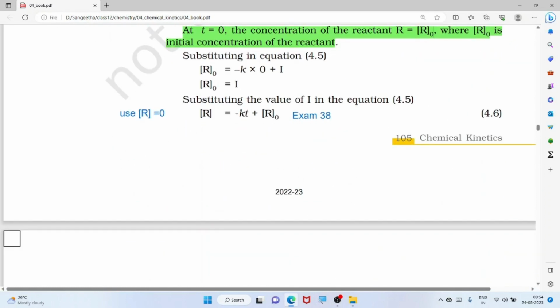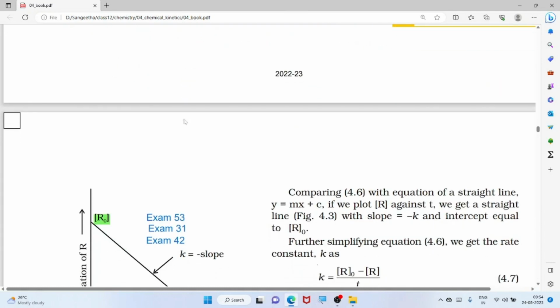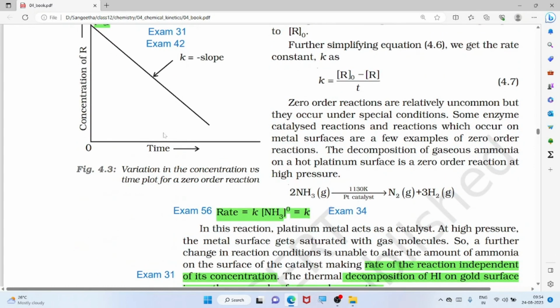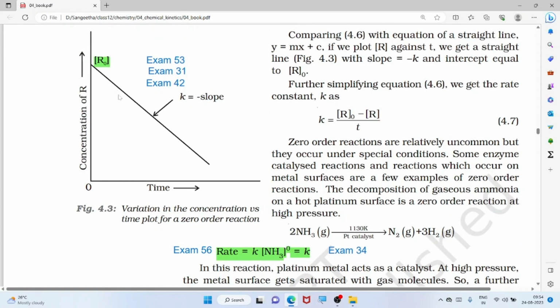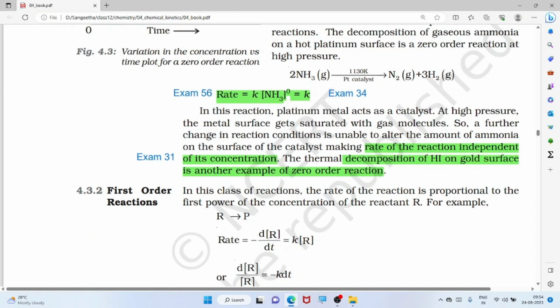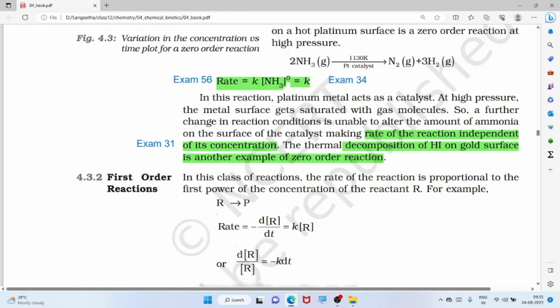For a zero order reaction, how is the concentration related to the rate constant? This is the time versus concentration plot for the zero order reaction. The concentration of A decreases over time. Because anything to the power 0 is 1, the rate of the reaction is equal to the rate constant for the zero order. The rate of the reaction is independent of the concentration.